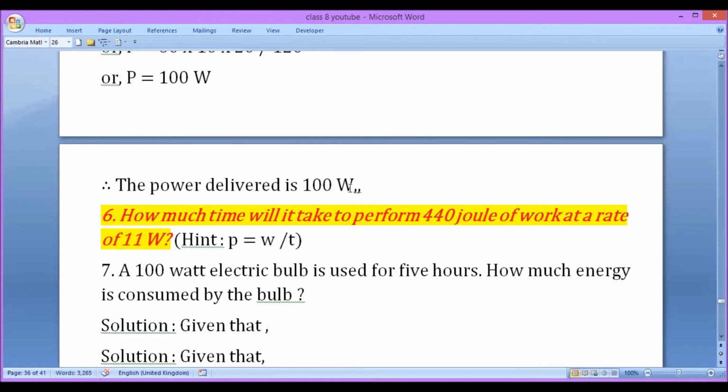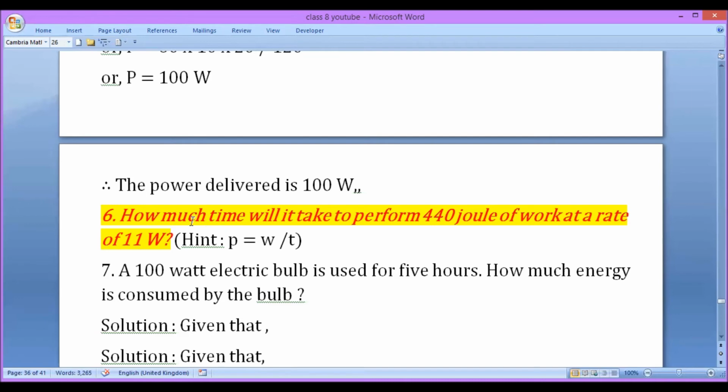Now the question number 6. Here I have given only a hint, but it is a very easy numerical. How much time will it take to perform 440 joule of work at the rate of 11 watt? Here this is work done, W. 440 joule is the value of W. At the rate of 11 watt, 11 watt means power delivered. So power delivered P is equal to 11 watt. We can use this value at the place of power.